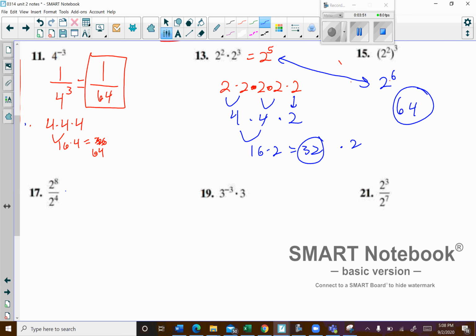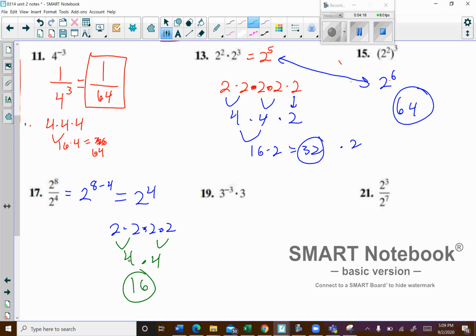Okay, and then on 17, we have the quotient rule. So we're going to have 2 to the power of 8, take away 4, because we have the same base on bottom, so subtract the exponents. So we're going to end up with 2 to the power of 4. Okay, so 2 times 2 times 2 times 2. So we'll end up with 4 times 4, which is 16.